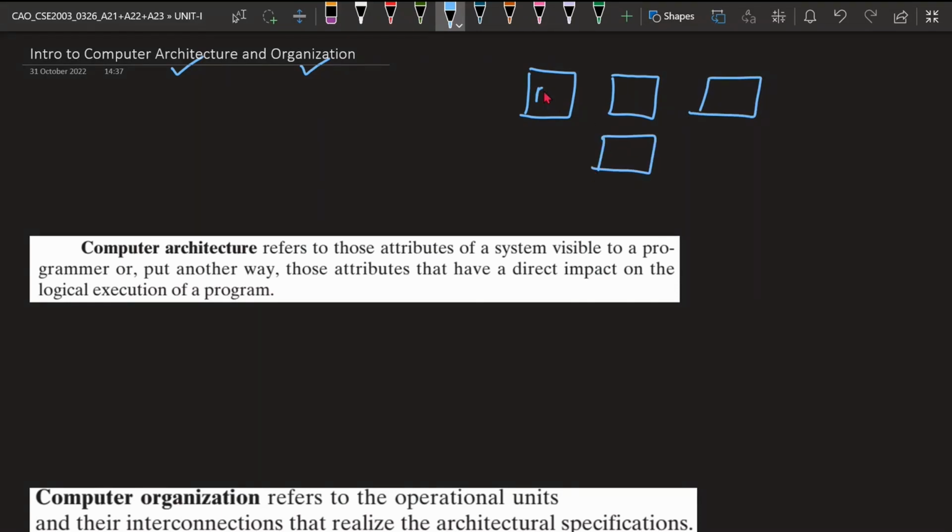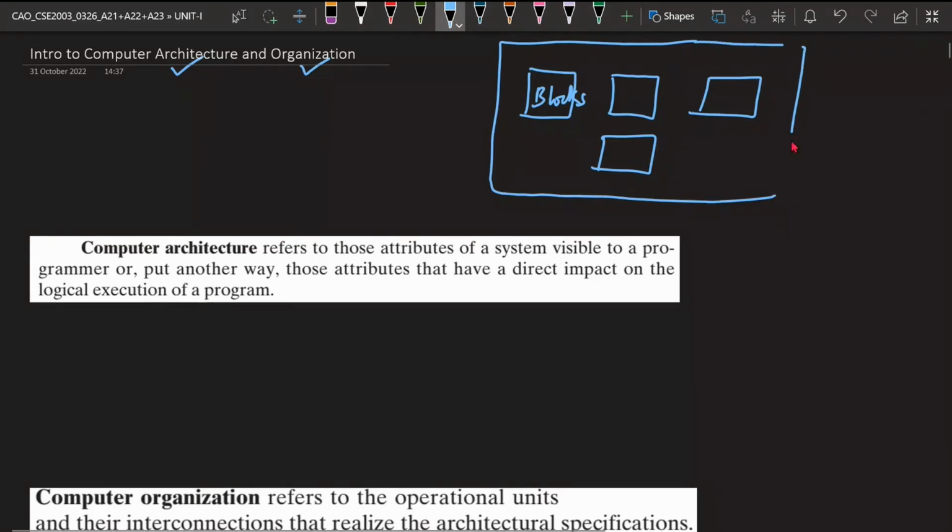These building blocks are going to constitute a system. This is the complete system. So this is block 1, this is block 2, block 3, block 4. These blocks are considered to be the different components of this system.